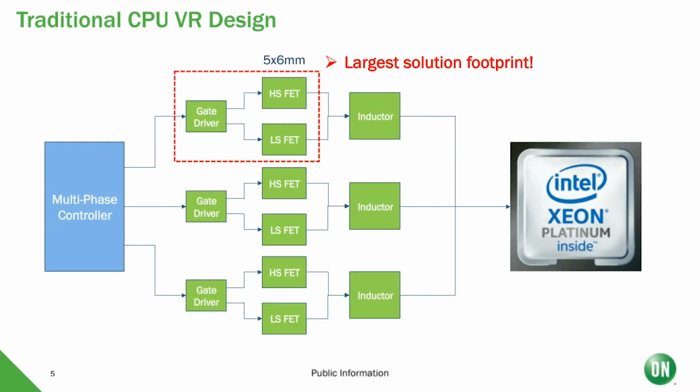So here I am showing a typical multi-phase Intel CPU VR design. On the right, you have the CPU itself, which is the load. On the left, you have the controller that's basically issuing different PWMs and clocks to the FETs themselves to be able to switch on and off. This is a typical buck converter topology where you have a gate driver, a controller controlling the gate driver, a high side FET and a low side FET, and an inductor.